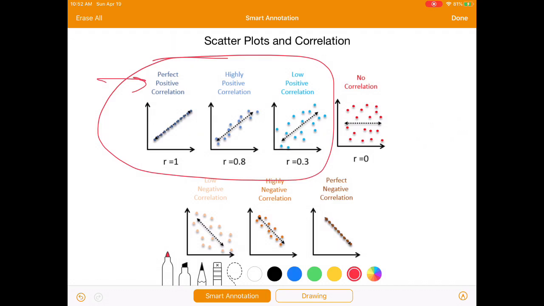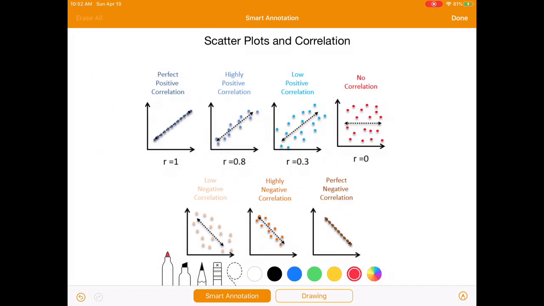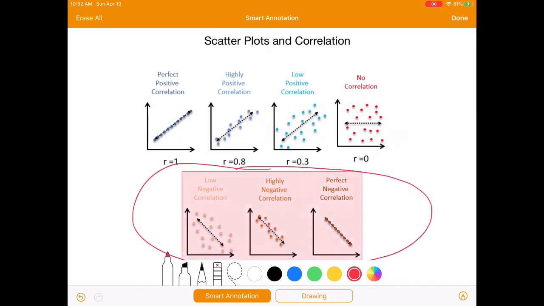They're going up. So as the horizontal component goes to the right, which means it's increasing, the vertical component is also increasing. If you look at the ones on the bottom, these are called a negative correlation, meaning that as the horizontal component increases, the vertical component decreases, or from left to right it goes down. So once again, associated with slope. So that's a negative slope.